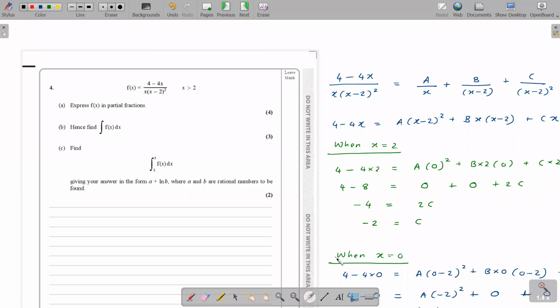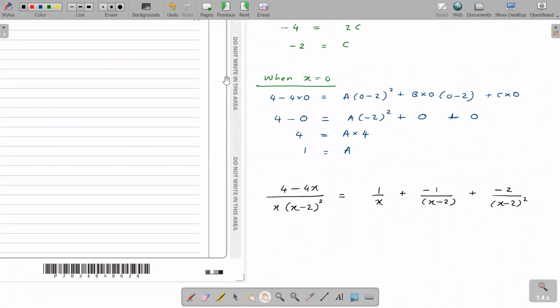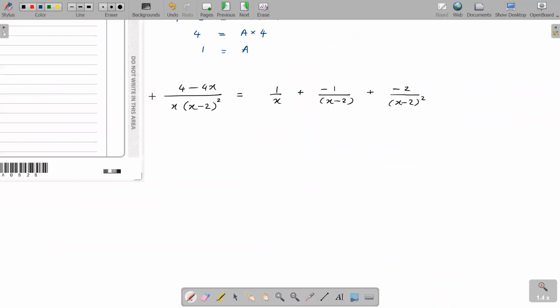Moving on to part B, they say hence find the integration of fx with respect to x. So they're asking you to integrate this fx. And they use the word hence here again. Hence means use the help of part A. Now we already have our fx here in part A, right? So instead of integrating the 4 minus 4x over x minus 2 square, we integrate this, which is easy to integrate.